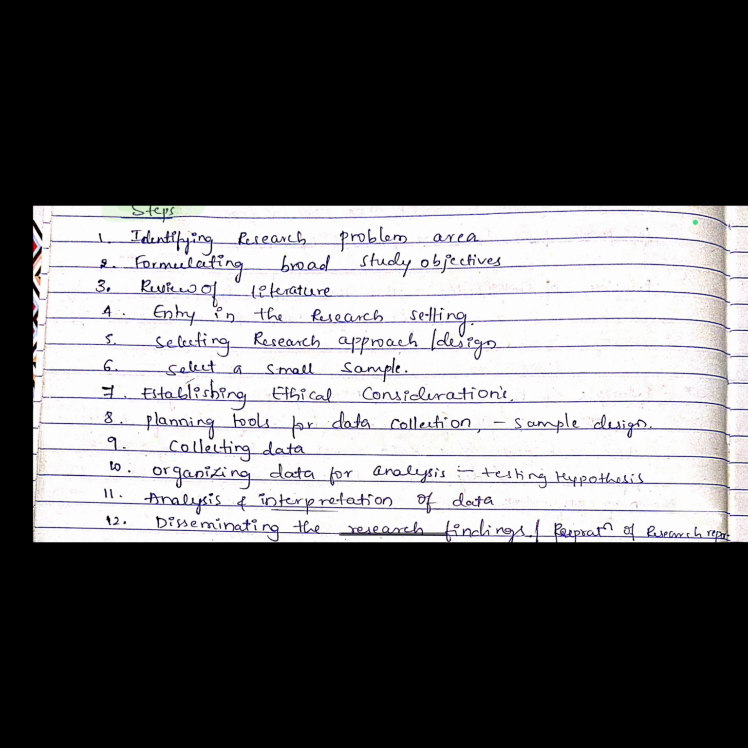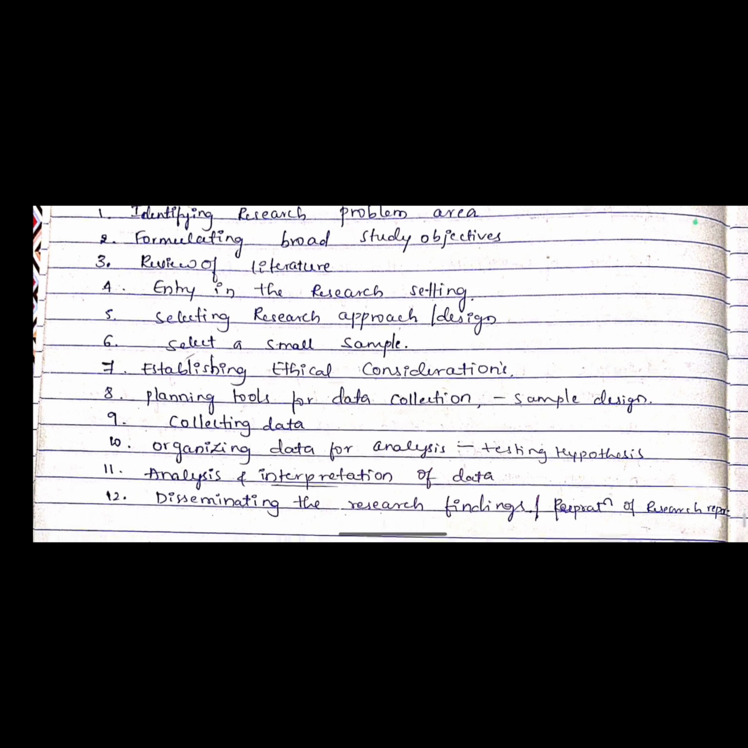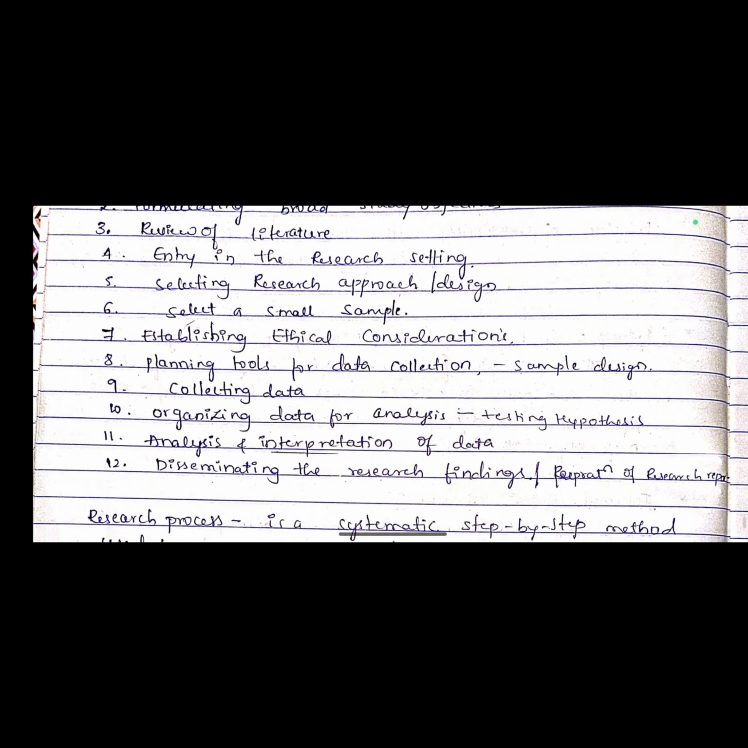Entry in the research setting, selecting research approaches and designs for our research problem, what kind of design will be helpful, and selecting a small sample population and types of selection of samples, establishing ethical considerations, planning of tools for data collection, sample design and collecting of data, organizing data for analysis, testing hypothesis, analysis and interpretation of data. Finally, disseminating the research findings, or preparation of research reports and publication of our research reports.